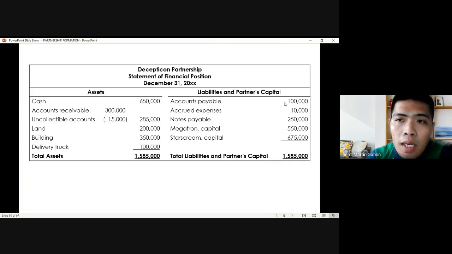Accounts payable, walang adjustment. Accrued expenses, i-recognize to. Notes payable, wala ring adjustment. Then meron tayong bagong capital, Megatron capital, 550,000. Then the adjusted capital of Starscream, we have 675,000. After the formation, kailangan the same ang kanilang balances ng total assets and total liabilities and partners capital at 1,585,000. Okay?